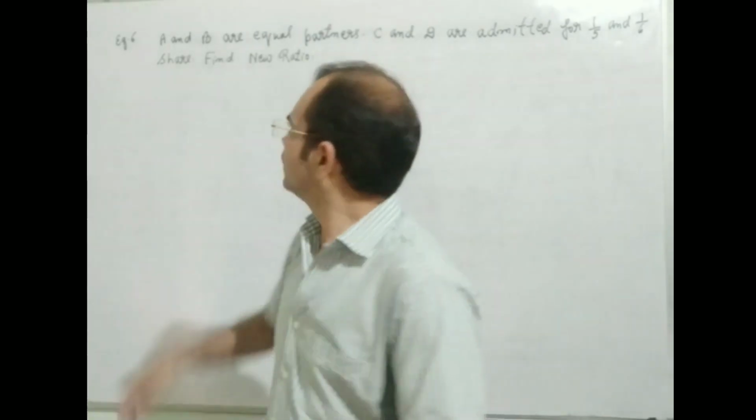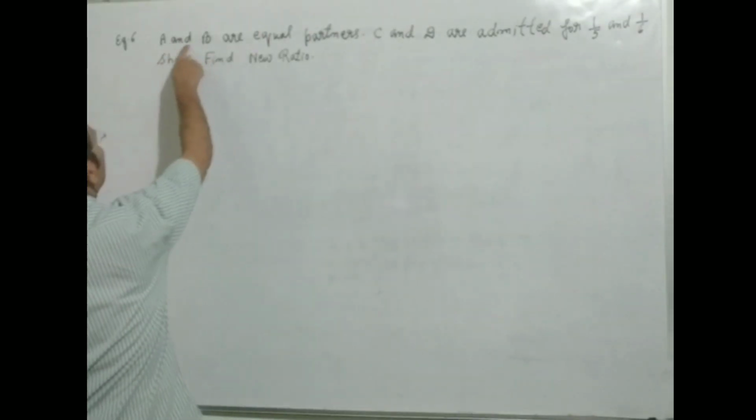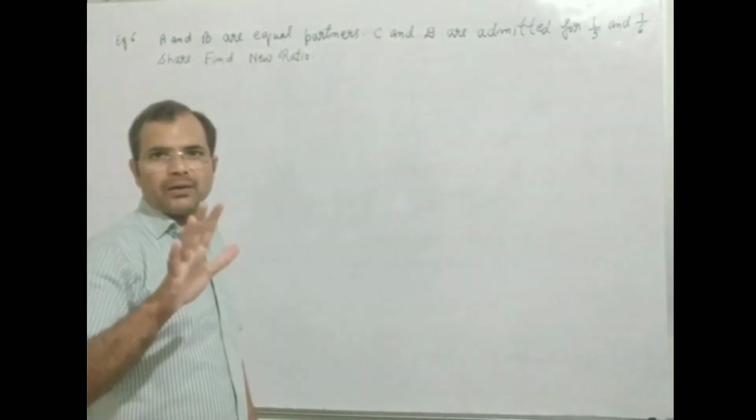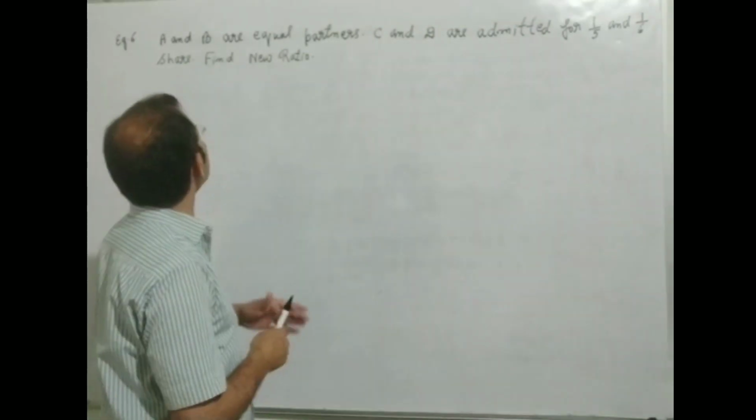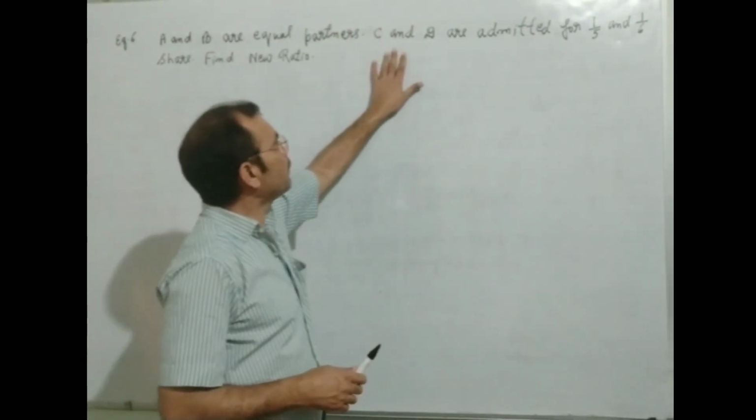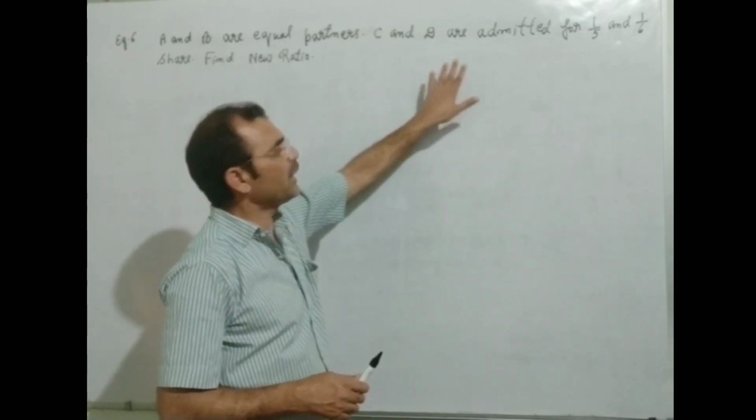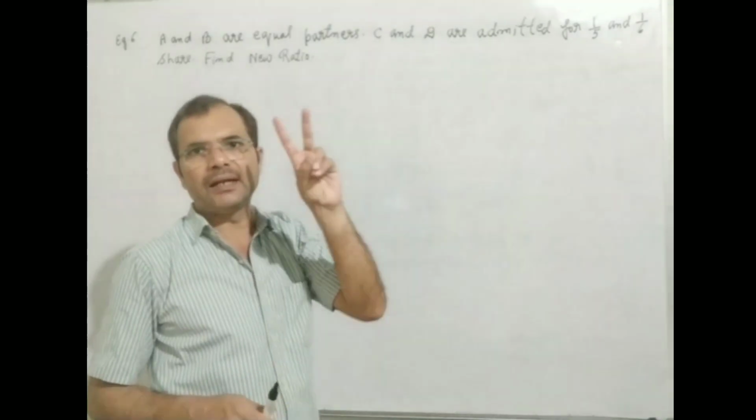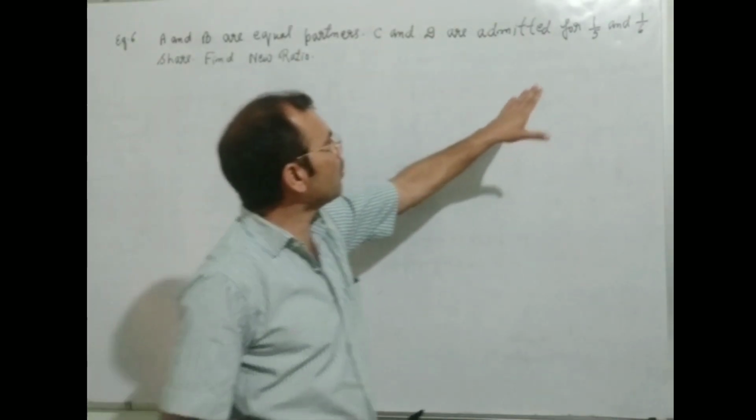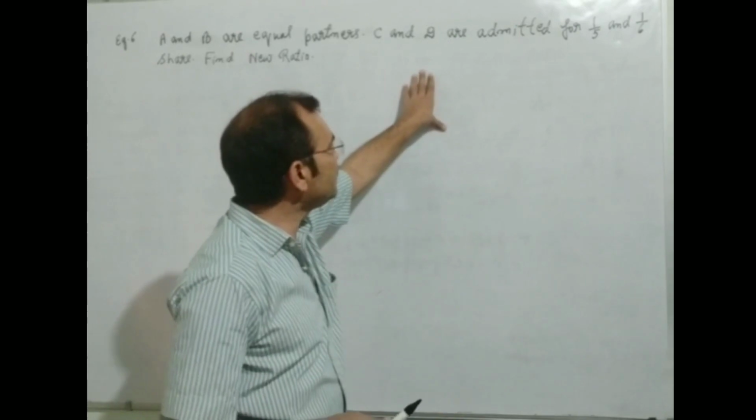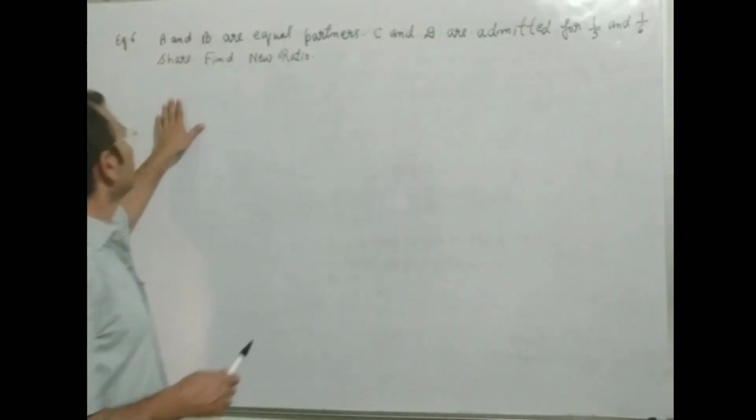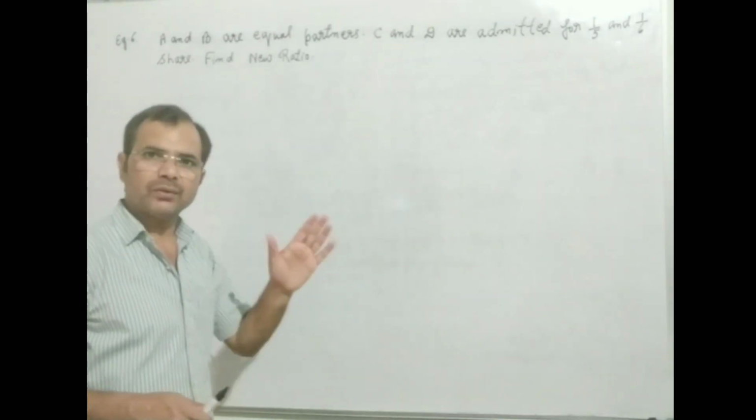Let's see this question. A and B are equal partners. In a firm, there are two partners, and the names of the partners are A and B. This is the new type of problem. C and D are admitted. Two partners are admitted. C is admitted for 1/5 share, while D is admitted for 1/6 share. Find the new ratio. This is the question.